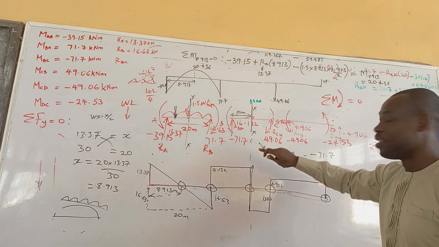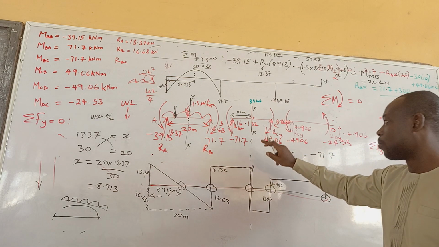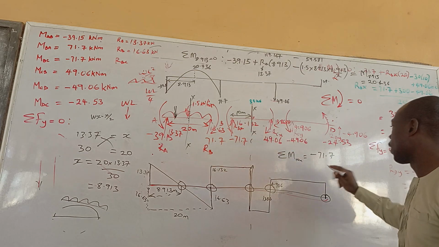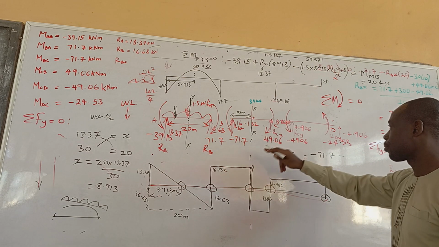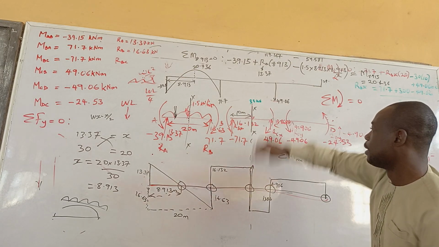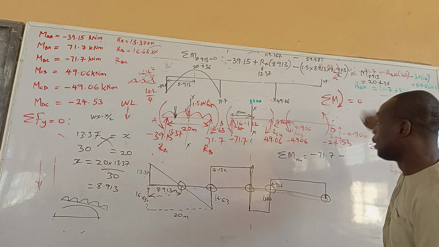So now, please be attentive so I round up this one. This force times the perpendicular distance will give us, because this one is positive, this is positive, right?